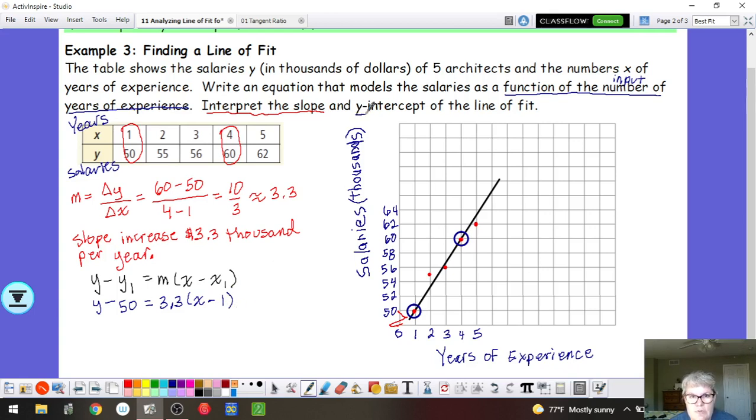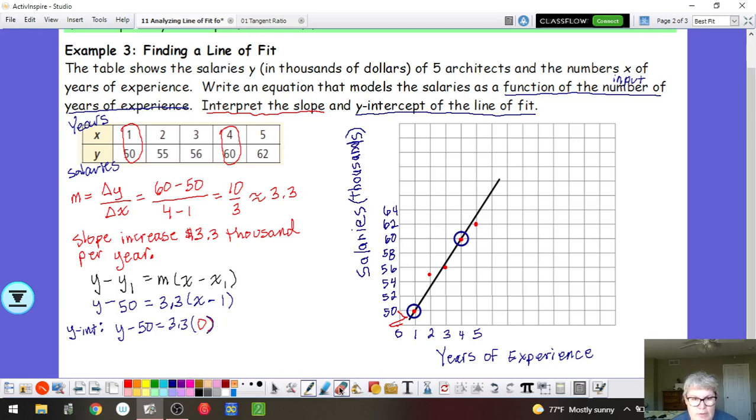Our directions also said interpret the y-intercept of the line of fit. Well, if we want to interpret the y-intercept, that means we need to find the value when x is 0, because when x is 0 is when we have the y-intercept. So we're going to take this equation, and to find the y-intercept, let's plug in 0 for x.